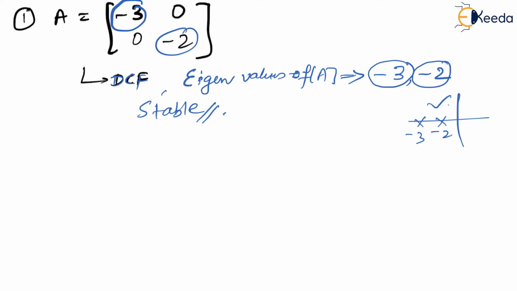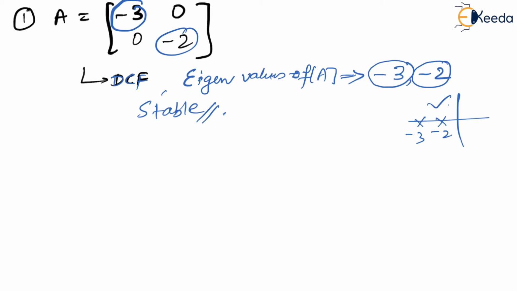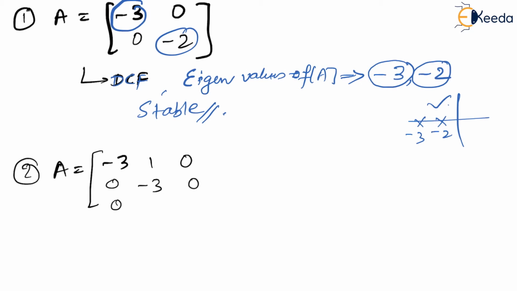Now let us think of a second example. Let me take A equal to minus 3 1 0, 0 minus 3 0, and 0 0 2. You please tell me which form it is. It is Jordan's canonical form.